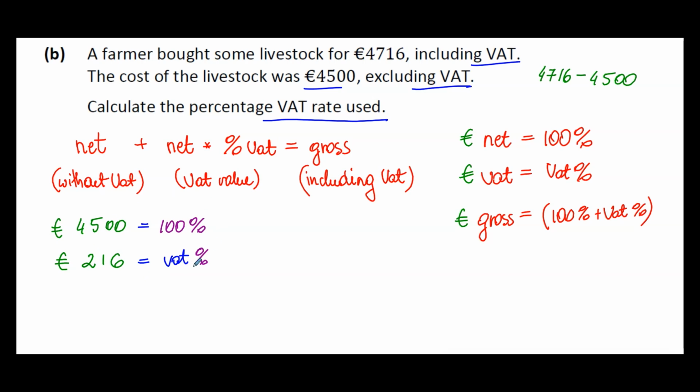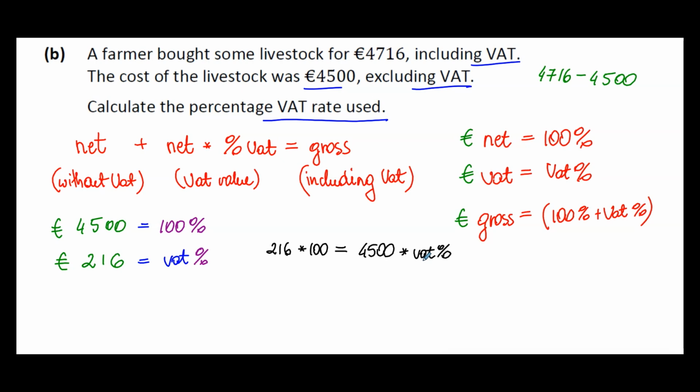I can now convert it because I am comparing like with like. How do we solve it? We multiply that across, or cross multiply it. Which part you start from doesn't matter. So let's say 216 multiplied by 100 will equal 4,500 multiplied by X. We can put X, we can put A, we can put VAT. It actually doesn't matter what you have there.